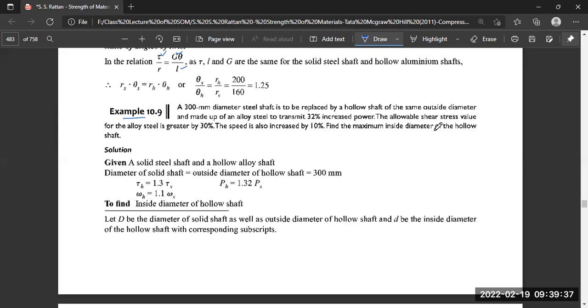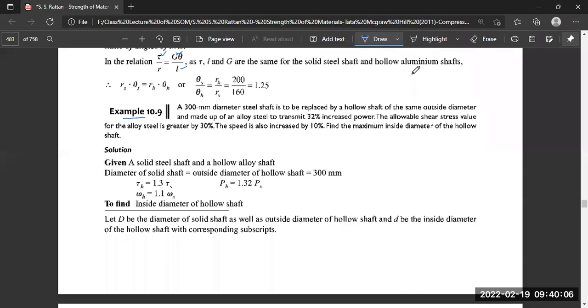So what is the power transmitted by the steel shaft? The alloy steel shaft can transmit 32% more power, but the power is not given. Next, the allowable shear stress of the alloy steel shaft is again 30% more than that of the mild steel shaft. Then the speed of rotation, or RPM, can be increased by 10%.